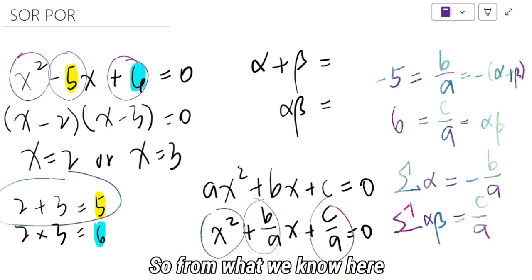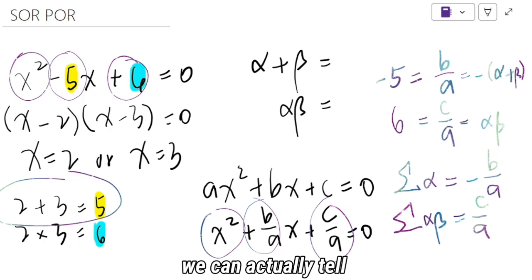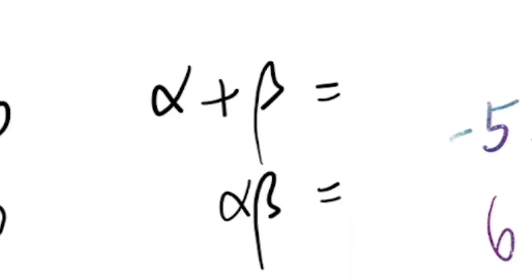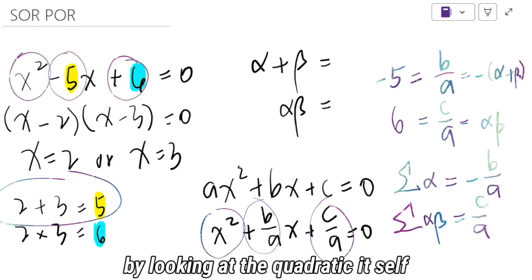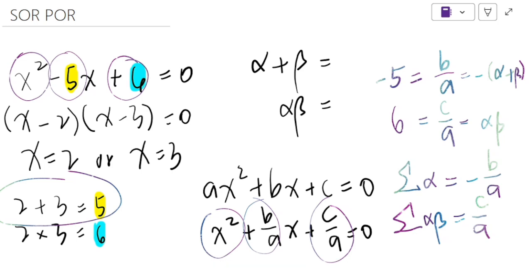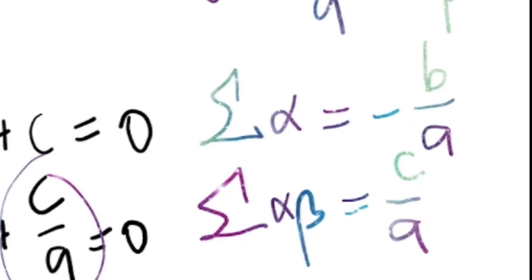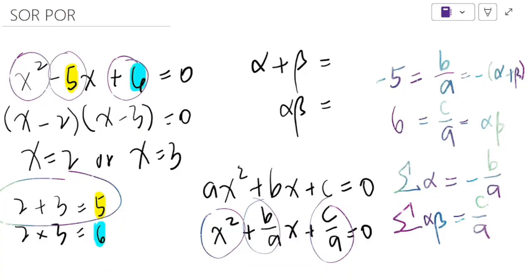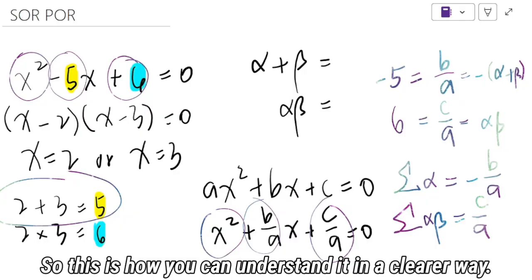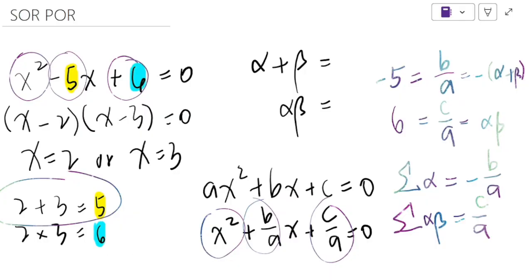So from what we know here, we can actually tell the sum of roots and product of roots by looking at the quadratic itself. It's simply negative b over a and c over a. So this is how you can understand it in a clearer way.